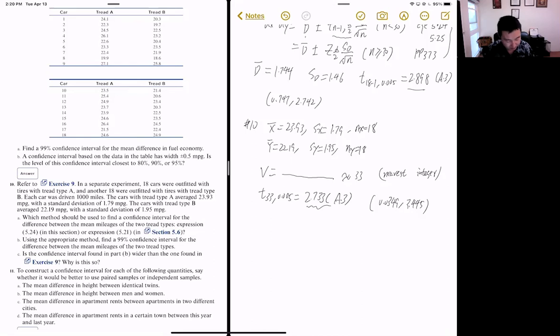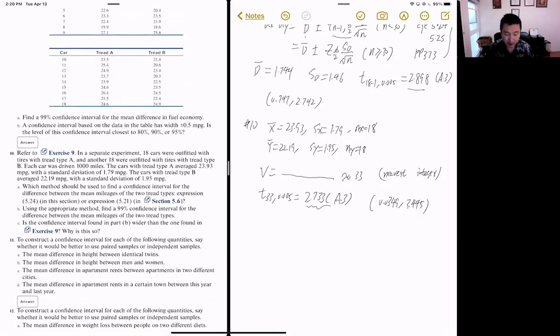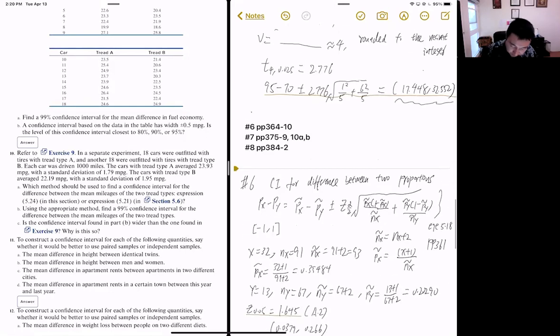Okay, but sometimes it could be tricky, such as this question number 10. You should know this is not paired delta. This is for two independent sets of delta. Okay, so the difference between two means. So that's question number 10 here.